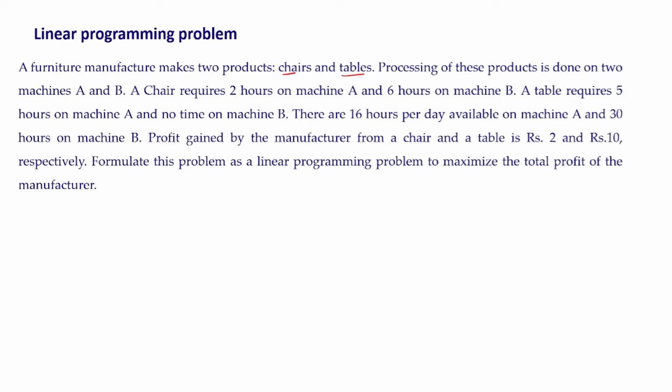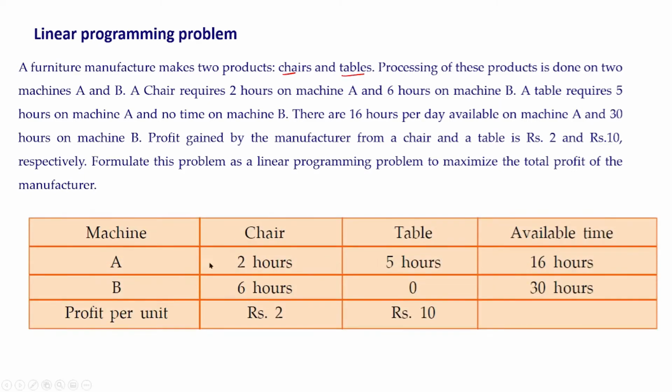So let us draw a table. So here we have the machines A and B and the products chair and table. Chair requires 2 hours on machine A and 6 hours on machine B. A table requires 5 hours on machine A alone and no time on machine B. The available time for machine A is 16 hours and available time for machine B is 30 hours. The profit per unit on chair is ₹2 and on table is ₹10.